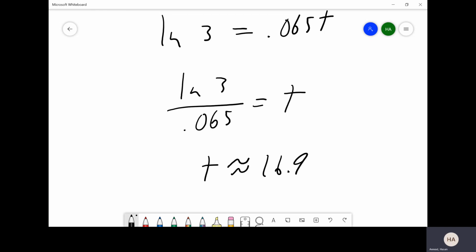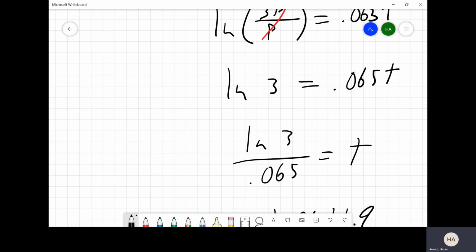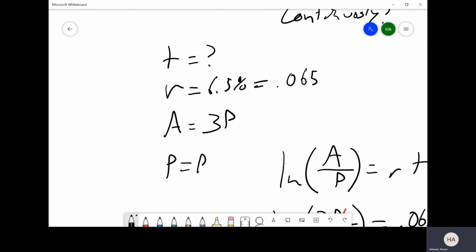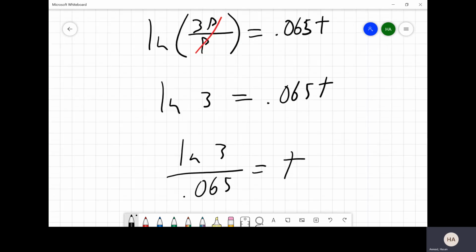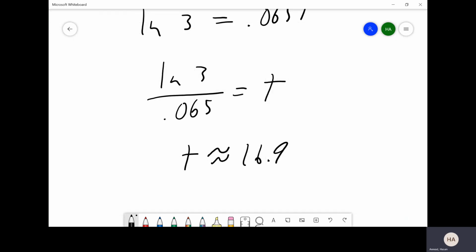which says that it takes almost 17 years for you to triple your investment at this interest rate of 0.65 if you're compounding continuously, regardless of what your initial investment is. If your initial investment is $1 or $1 million, that doesn't matter. Notice how your initial investment doesn't determine how long it actually takes to triple. Starting from $1 to get to $3 still takes you about 17 years, the same as going from $1 billion to $3 billion. Still takes you about 17 years regardless.